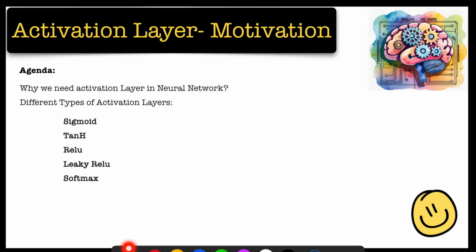In this video, we'll find out why we need activation layers in neural networks, and then we'll see different types of activation layers like Sigmoid, Tanh, ReLU, Leaky ReLU, Softmax, etc. A few of the activation layers we have already seen in our previous videos, like Sigmoid and Softmax. We'll see the rest of them. We'll also see when to use which type of activation function.